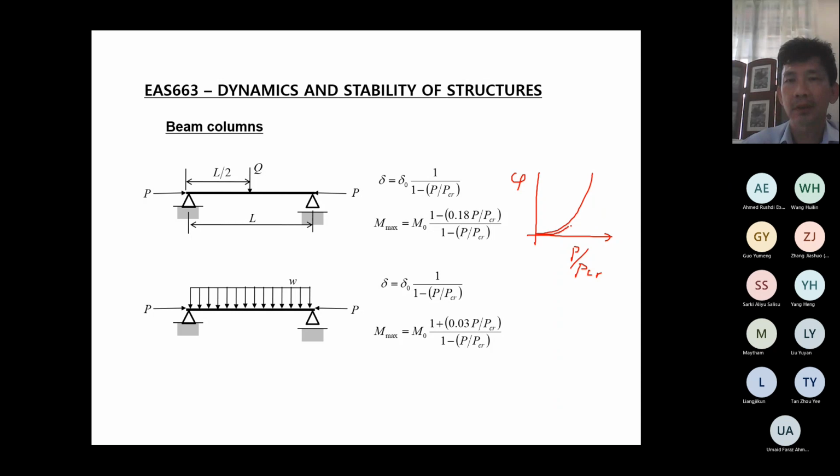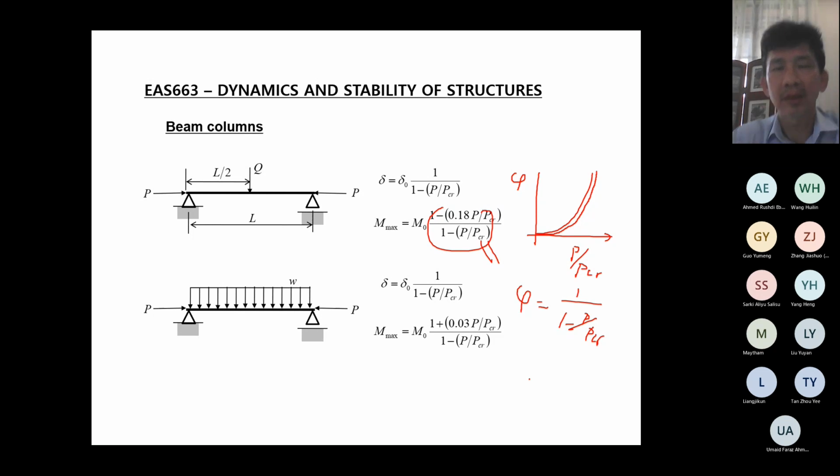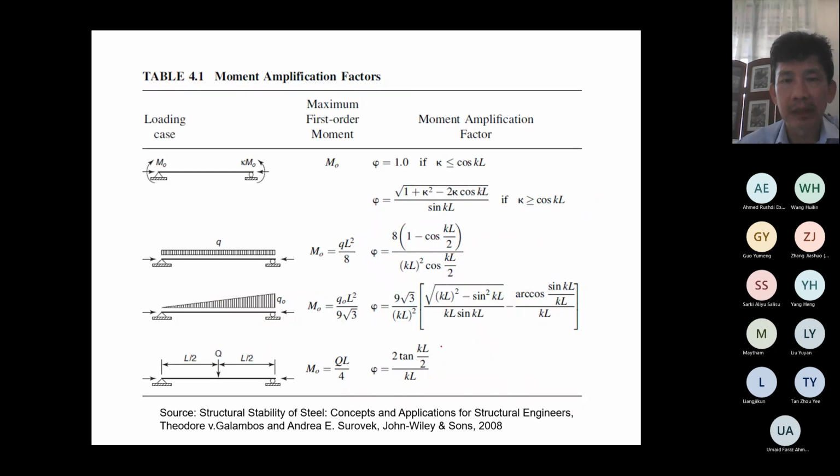You get another one and see how close they are to each other. They might be very close to each other. That's why, for practical reasons, we can represent these things approximately as 1 over 1 minus P over P critical. Okay? So try to plot those graphs, the one that we derived and the one that is given here by these researchers in this handbook, in this book here.